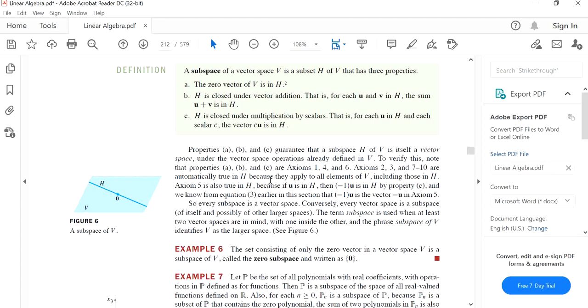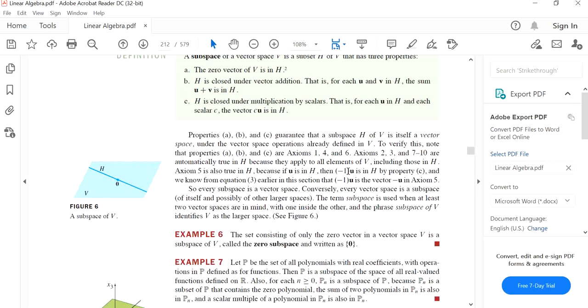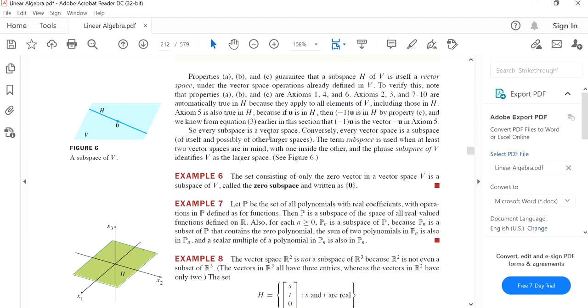And if they satisfy those axioms, then there is no need to prove that for H as well. Axiom 5 is also true in H because if u is in H, then minus u is in H by property c, because there the scalar c can be -1, and we know from equation 3 earlier in the section that minus u is the... yeah, that isn't what we need to look at. So every subspace is a vector space.